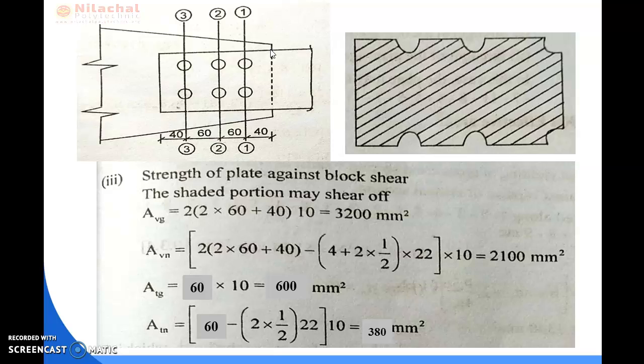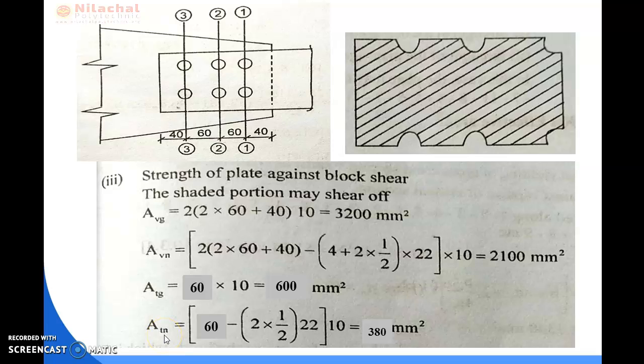Okay. So now 60 is the width of the block shear portion along T line multiplied by thickness. So thickness of the plate is 10 mm. So by calculating this, we got the value 600 mm square. So ATG value is 600 mm square. So now comes to ATN value.